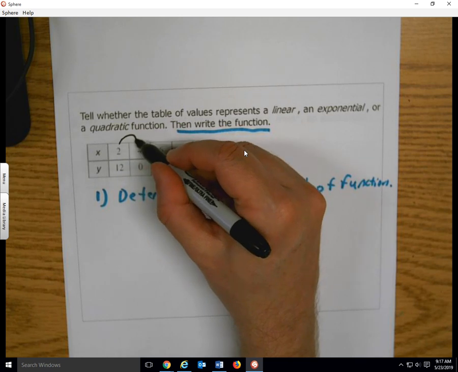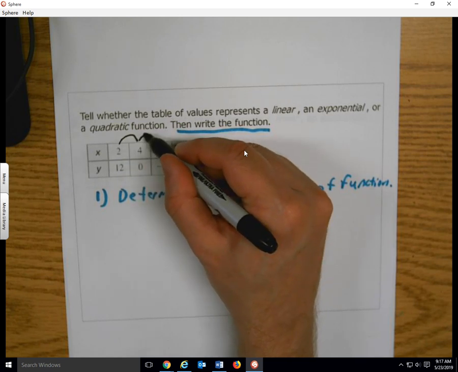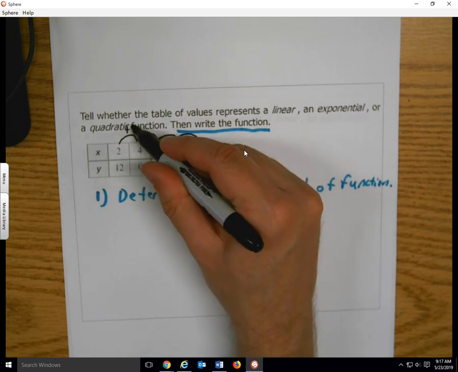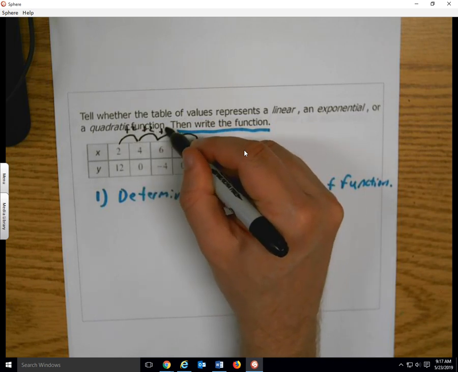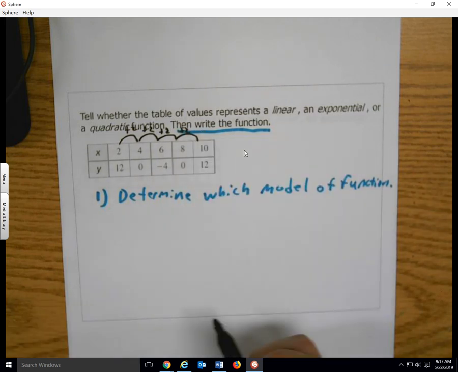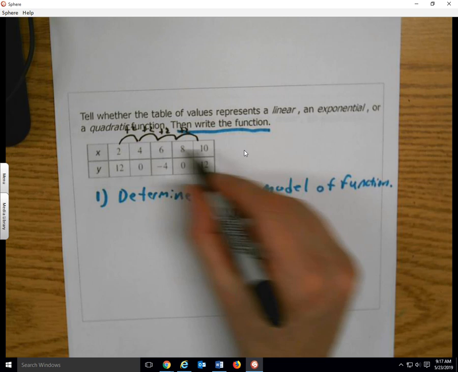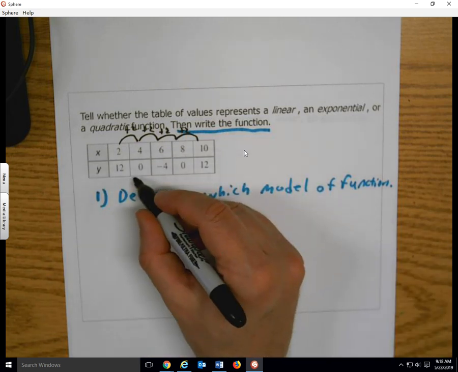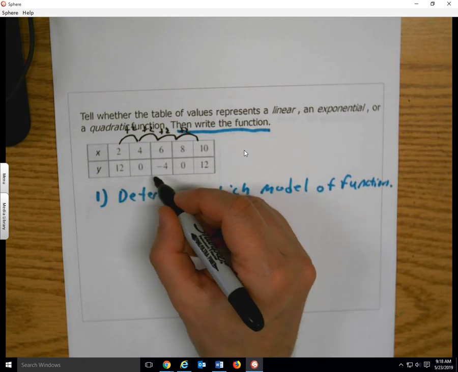We go from 2 to 4, 4 to 6, 6 to 8. It looks like we're adding 2 each time. And so there's a constant rate of change for the x value. Let's see what we can do with this y value. It goes from 12 to 0, 0 to negative 4.